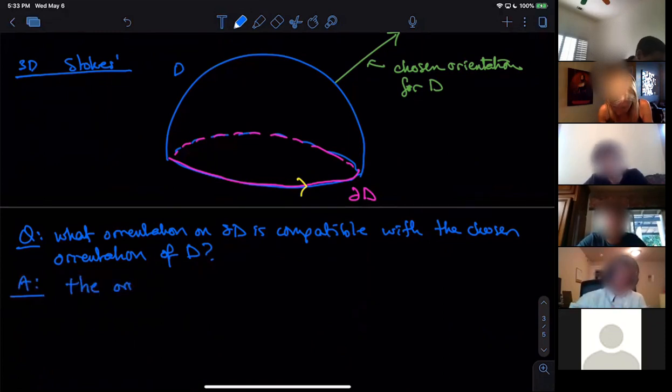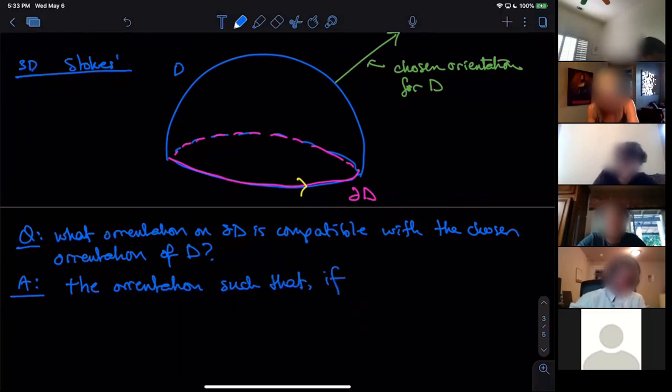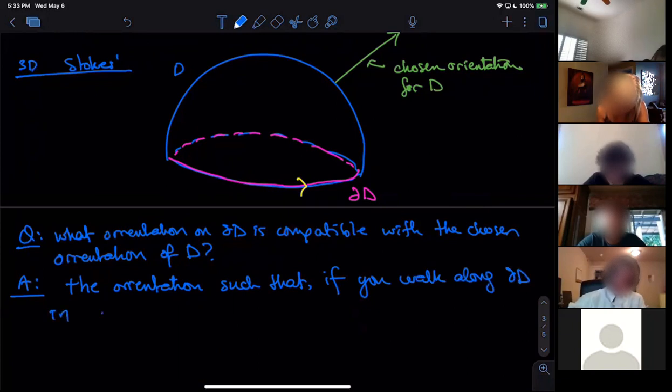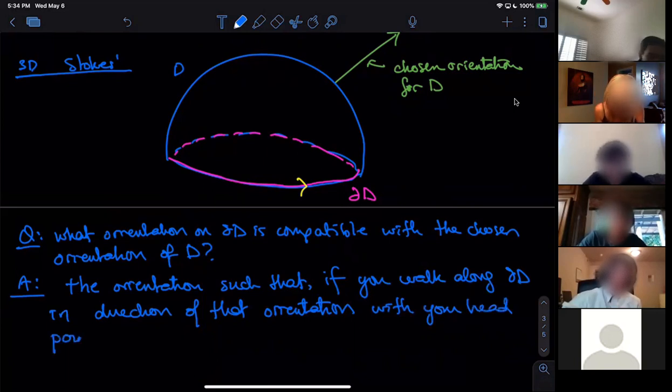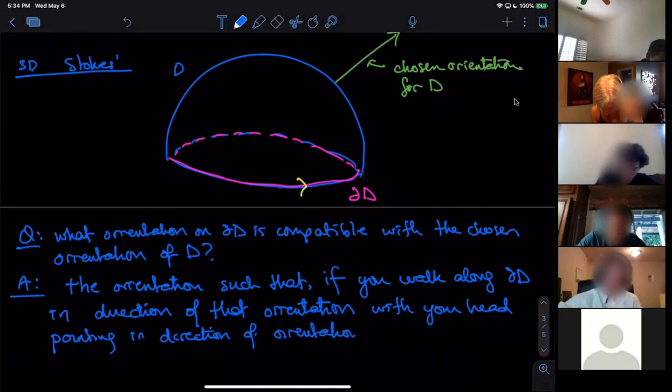So the answer is the orientation such that if you walk along the boundary of D in the direction of that orientation, with your head pointing in the direction of the orientation for D, so that's telling you what counts as up, then it's a compatible orientation if the region D is on your left when you do that.